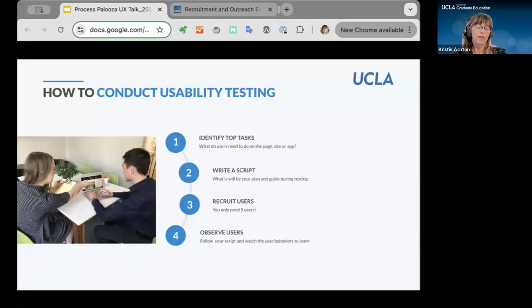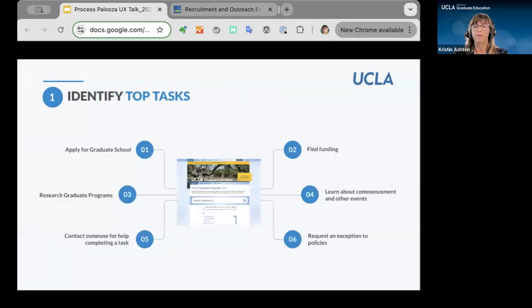So what does it take to do these tests? Basically, it can be boiled down to 4 basic steps. First, you identify the users that are using your service or your website or your product, and identify their top tasks. At that point, you can then write a script that you're going to follow during the test and build a plan for that. Then you need to find those users and recruit them. And finally, during the test, you're going to be observing them. And Anna's going to go and dig deeper into each step.